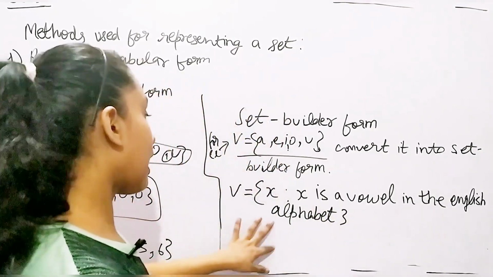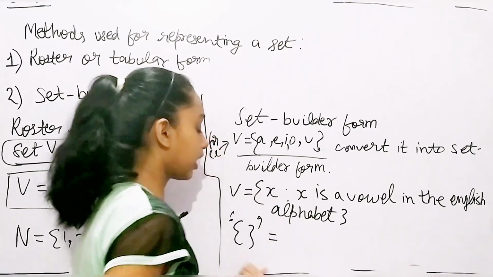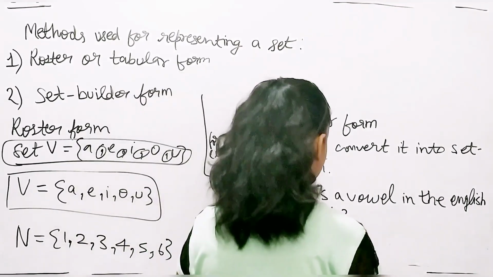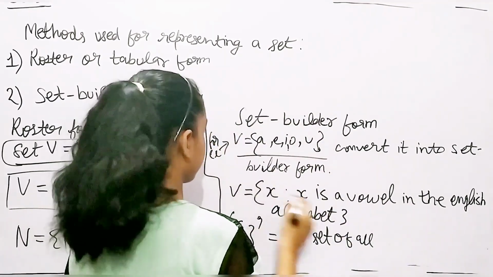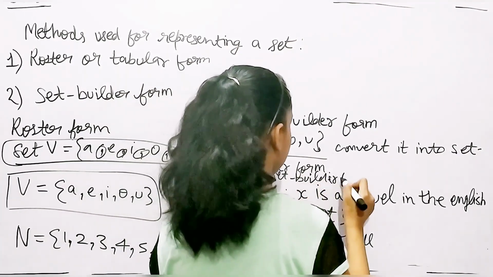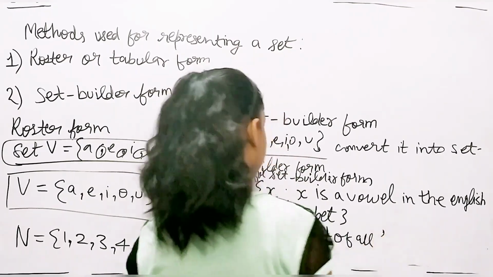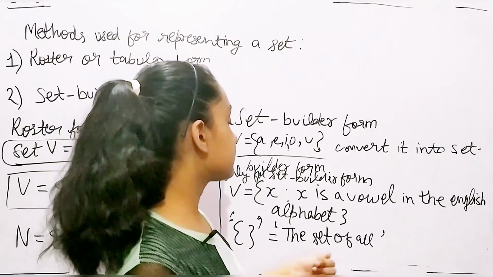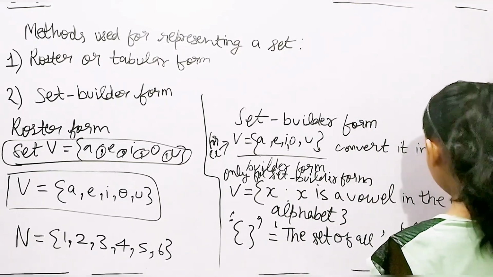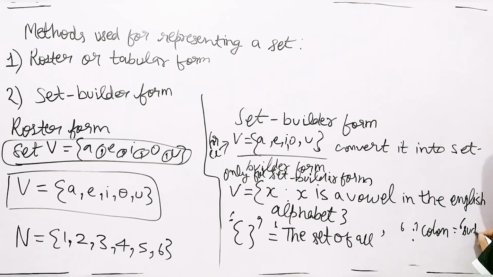Let me tell you about the braces. If we have to read it, the braces are going to be read as "the set of all." The braces are used only in set builder form, not in roster form. Got it? The braces in a reading form are equal to "the set of all." And this colon is going to be read as "such that." Remember, such that.